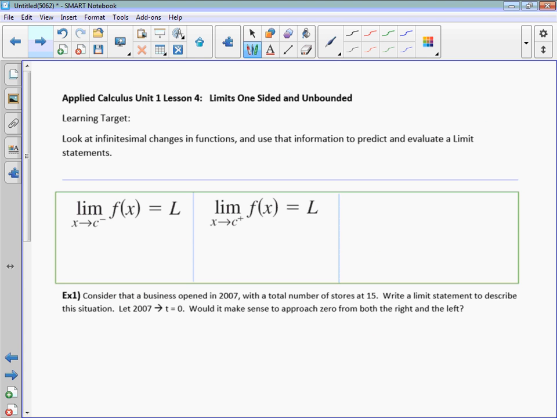Okay, so we are continuing with limits, and really we talked about some of these last time. We're going to deal with limits from the left and limits from the right, which we've already gone over a little bit. So if you look at the first part here, limit of f of x as x approaches c with a little negative sign. We know that's from the left, right?